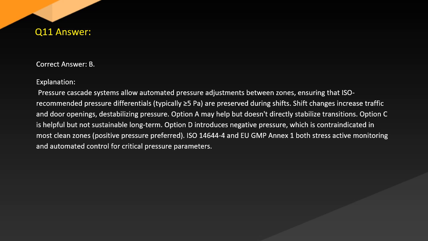Answer. Correct answer: B. Explanation. Pressure cascade systems allow automated pressure adjustments between zones, ensuring that ISO-recommended pressure differentials, typically 5 Pa, are preserved during shifts. Shift changes increase traffic and door openings, destabilizing pressure. Option A may help but doesn't directly stabilize transitions. Option C is helpful but not sustainable long-term. Option D introduces negative pressure, which is contraindicated in most clean zones. Positive pressure is preferred. ISO 14644 and HMP both stress active monitoring and automated control for critical pressure parameters.